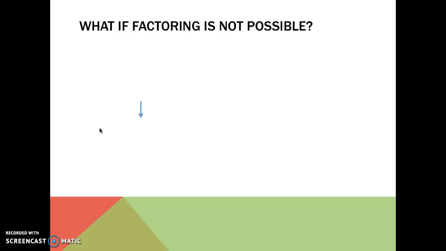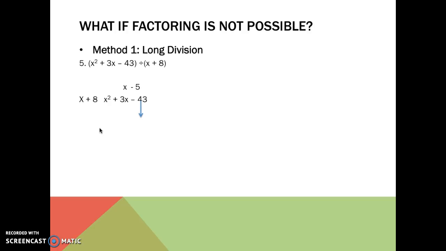What if factoring is not possible? So we want to use long division in our first method. So long division is going to look like this. We have number 5, we have x squared plus 3x minus 43, all divided by x plus 8. Now, how is that going to look when we set that up? Okay, so I apologize. So we have x plus 8 and x squared plus 3x minus 43.